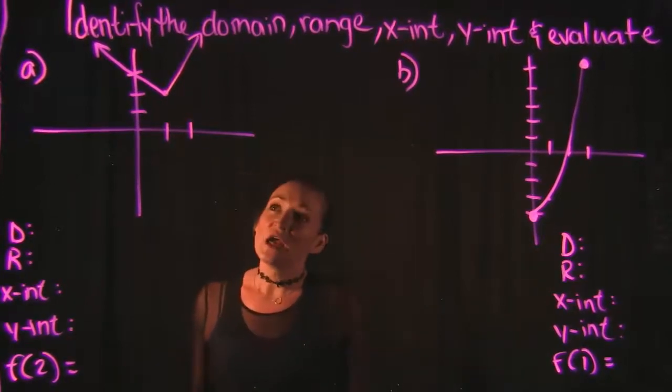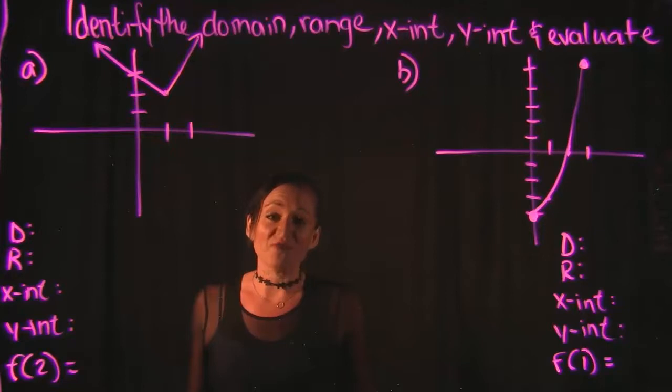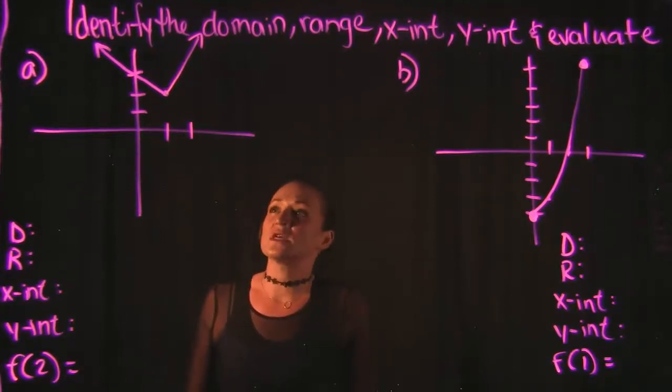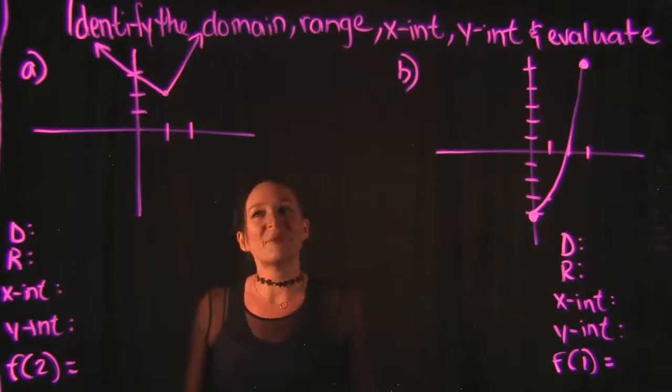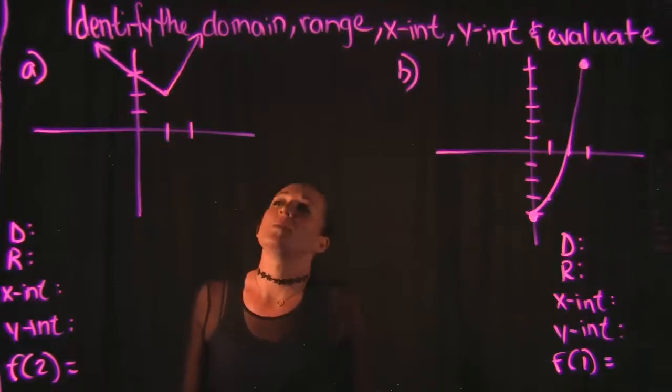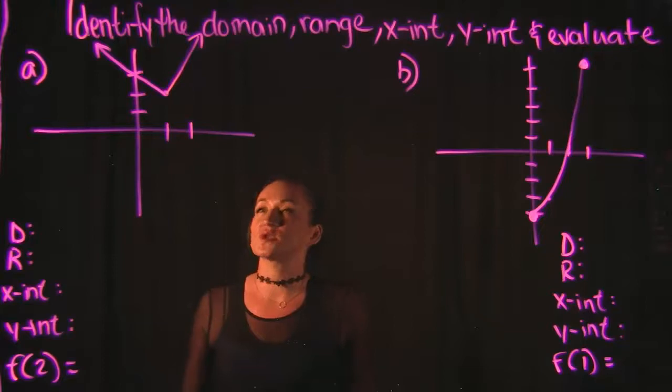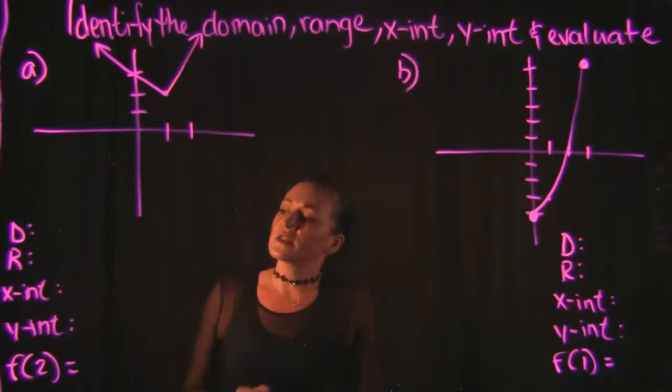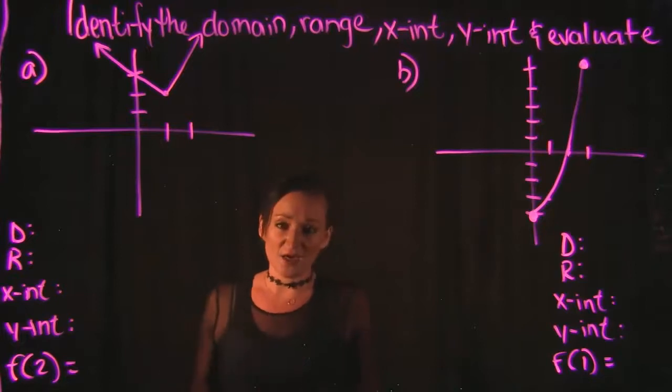So example A, this is what an absolute value graph looks like. They always look like V's here. So it's always good to skim over your graph, pay attention to a couple things, certain points, what direction your graph is going in, that kind of thing. The first thing that we're going to answer is, what is the domain of this?